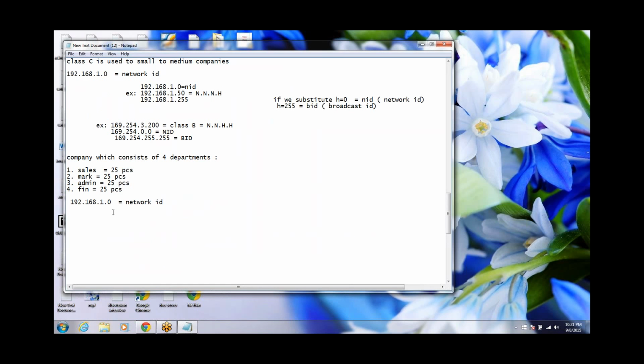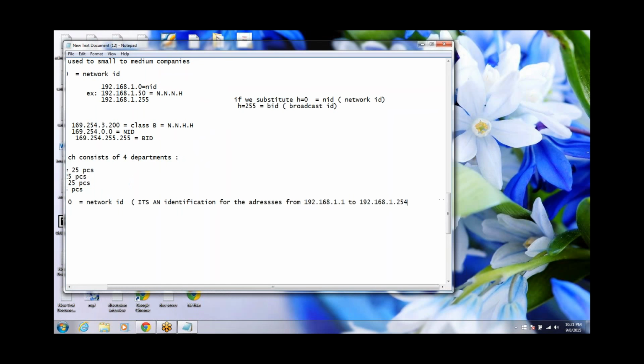Network ID means it's an identification for the addresses from 192.168.1.1 to 192.168.1.254. Not 255, because 255 is again the broadcast ID.